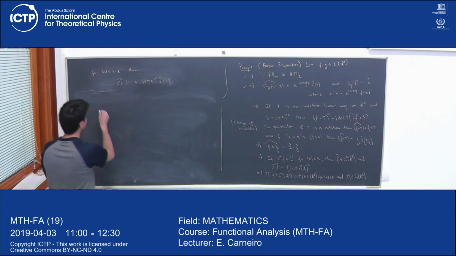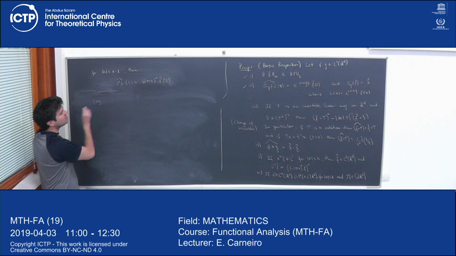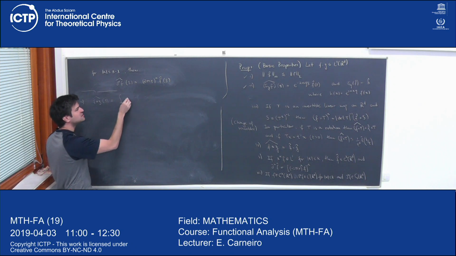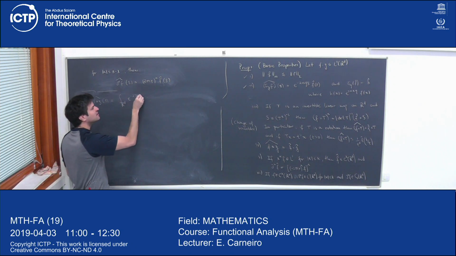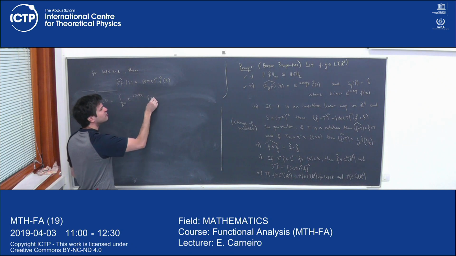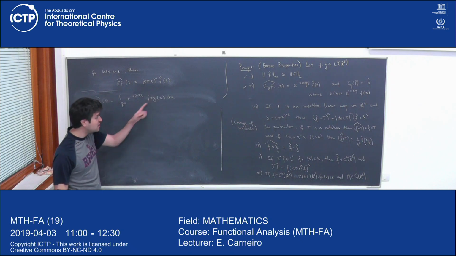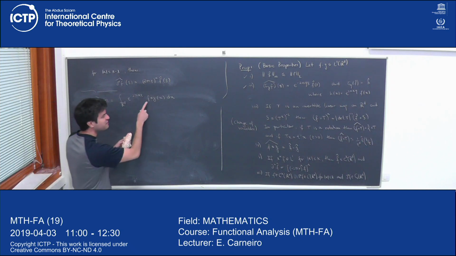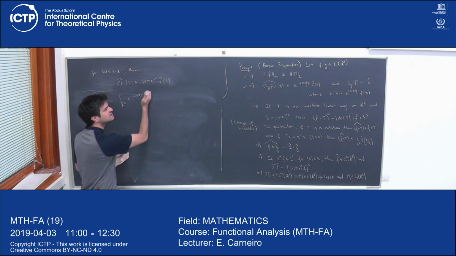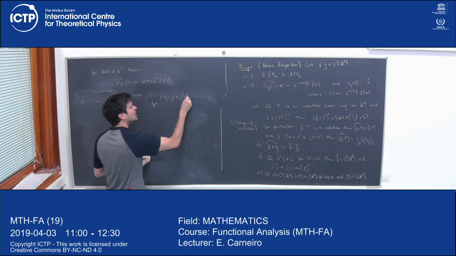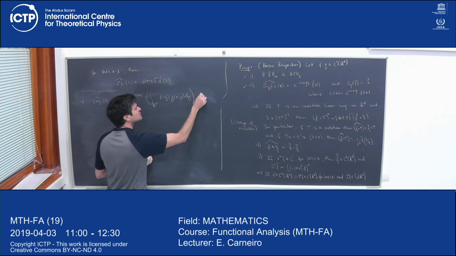The proof is simple. So take the Fourier transform of f convolved with g at a point xi. Well, again, just by definition, this is the integral of e to the minus 2 pi i x dot xi, f convolved with g at the point x, dx. Now you go in and let's open this up. What is f convolved with g at the point x? It's just the integral over R^d of f of y, g of x minus y, dy, dx.